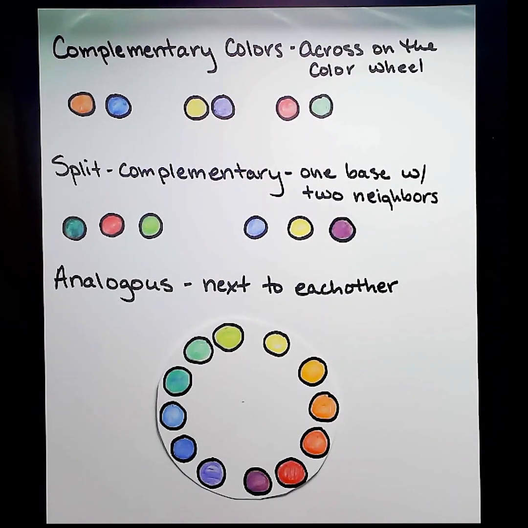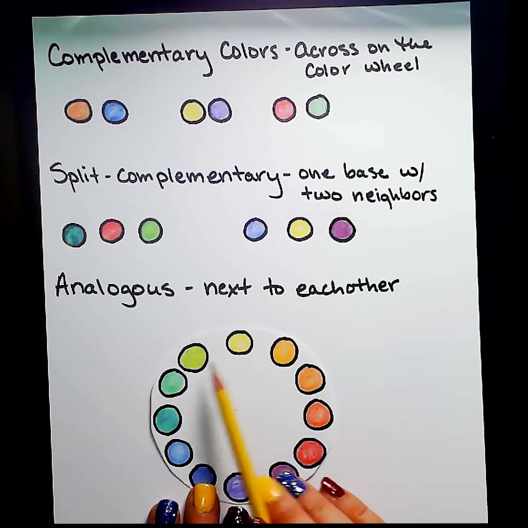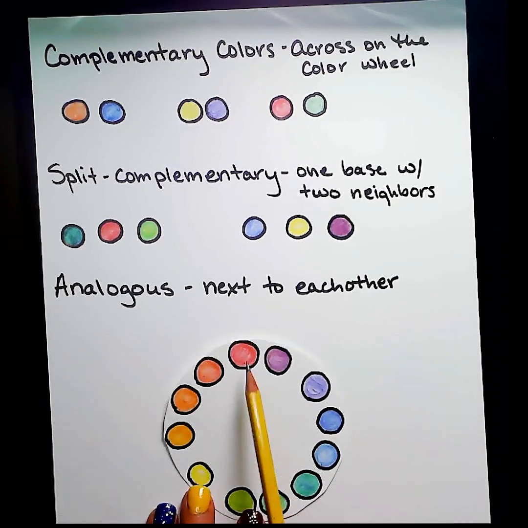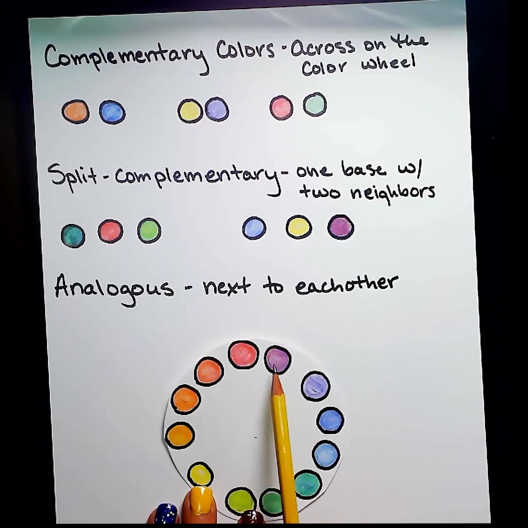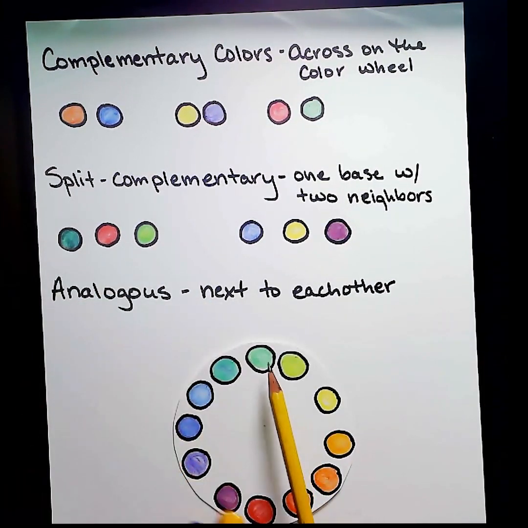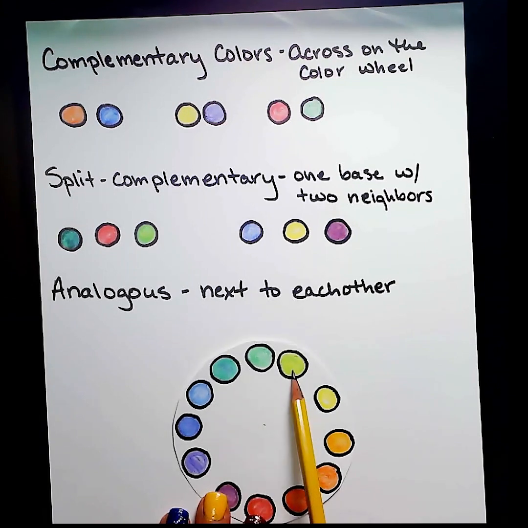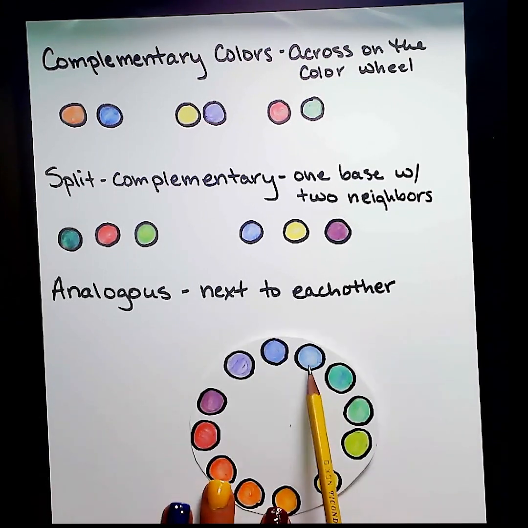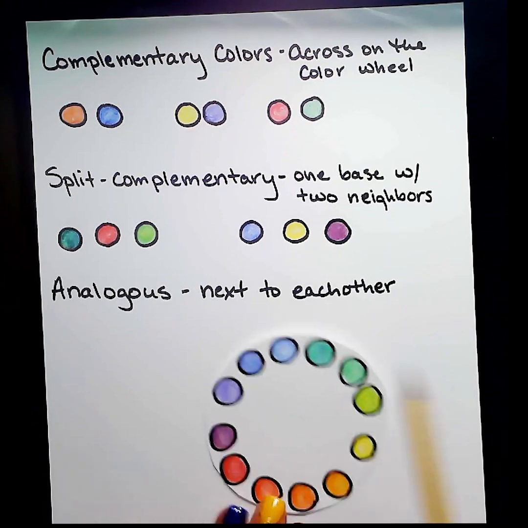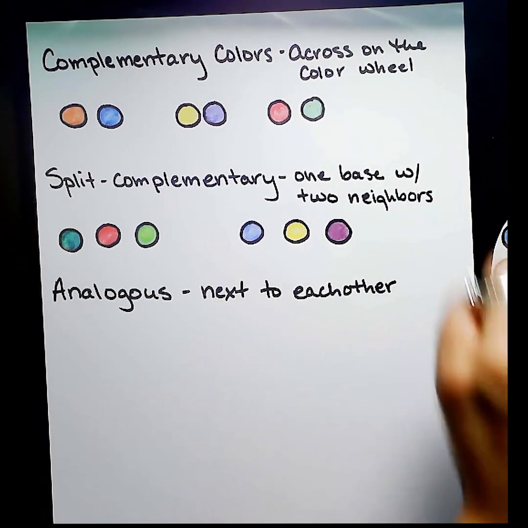All right, so let's take a look at analogous colors. These are colors that are next to each other on the color wheel. So we have yellow and yellow-green, or yellow-orange. We have red and red-orange, or red-violet. We can also look at green and blue-green or yellow-green. If we take blue, that would be blue-violet and blue-green.